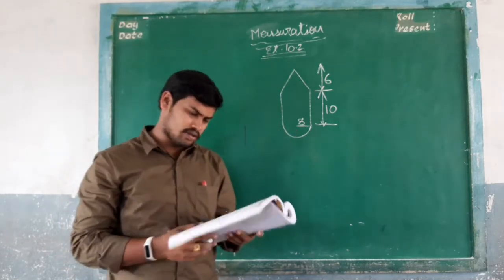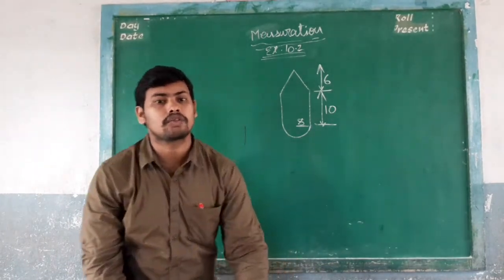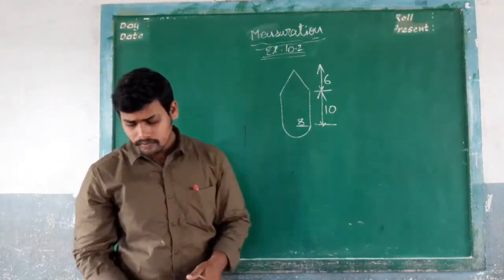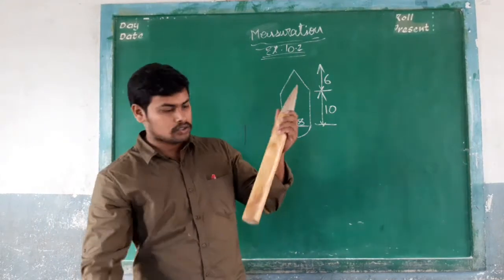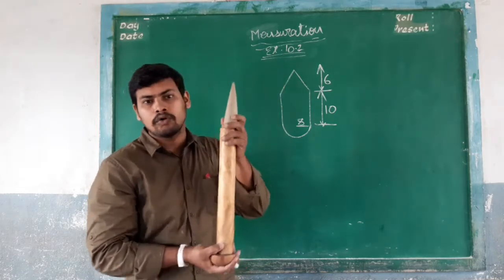Okay. So let's leave it. Okay. Find the total surface area. So total surface area means cover from top to bottom.